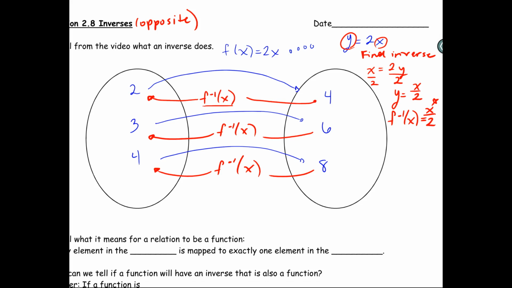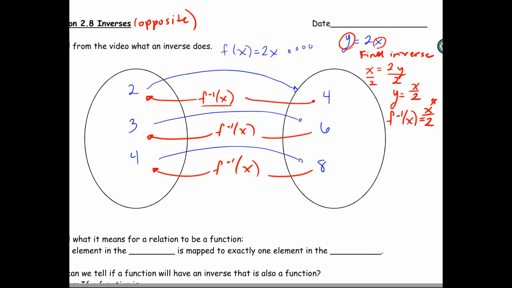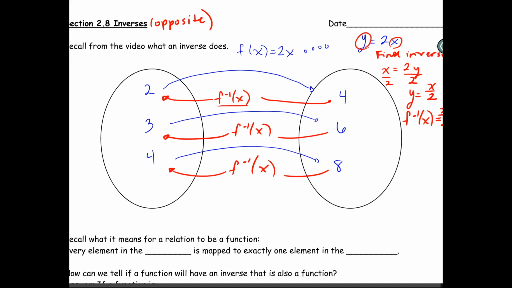But the inverse is not always a function. So how do we determine if an inverse is a function? Well, first of all, let's recall what it means to actually be a function. So you'll see this wording down here at the bottom.